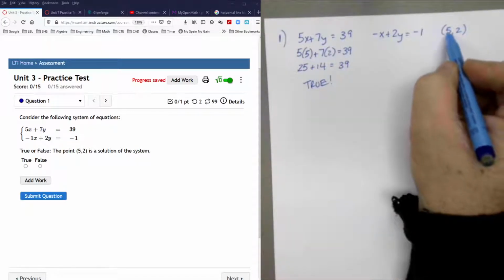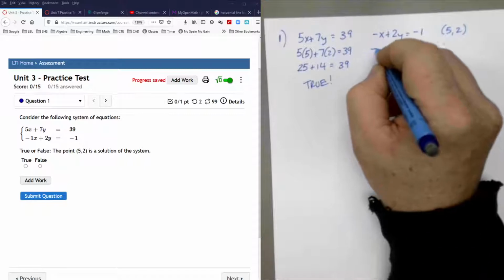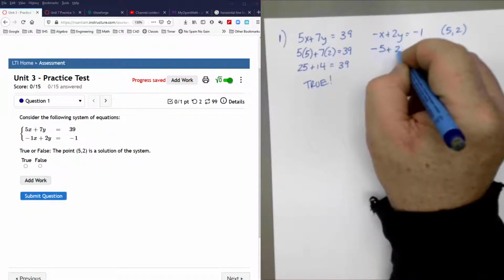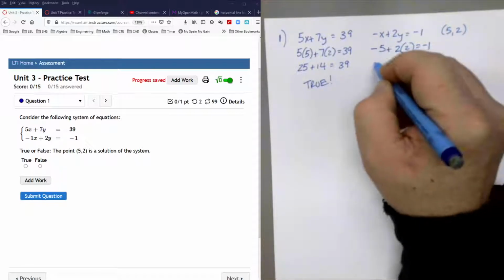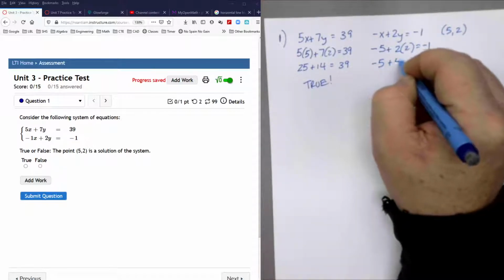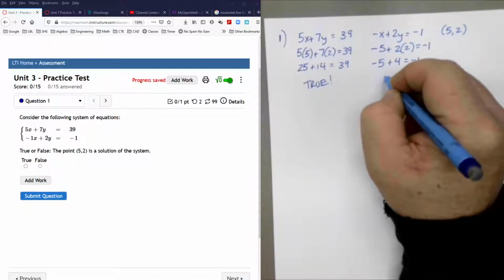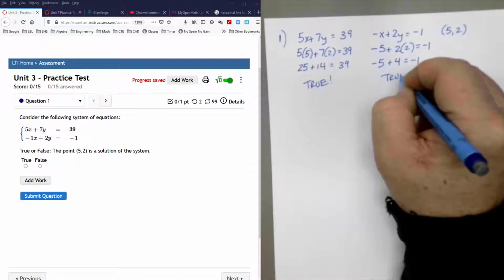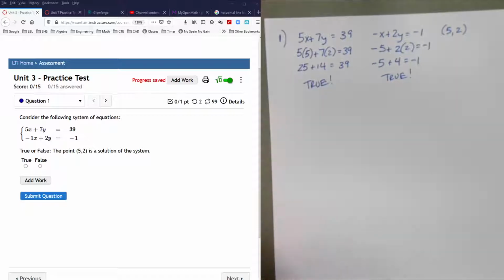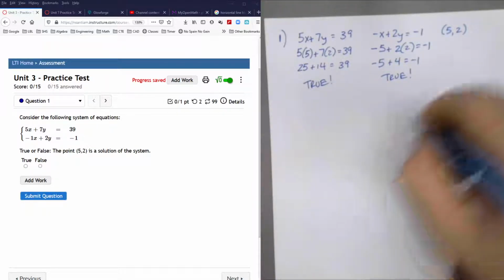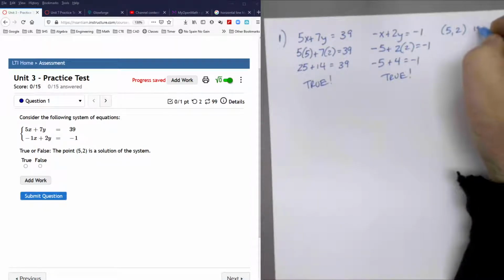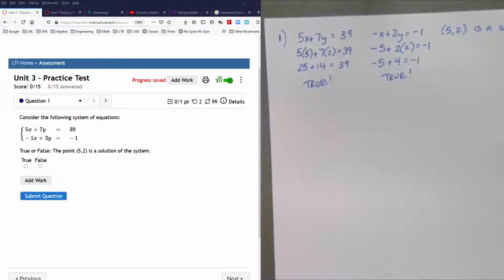Do the same thing here, plug in x and y. So I get negative 5 plus 2 times my y value, 2, is equal to negative 1. And so I get negative 5 plus 4 is equal to negative 1. That is also true. Okay, so since both of those are true, the point (5, 2) is a solution. So this would be a true statement.